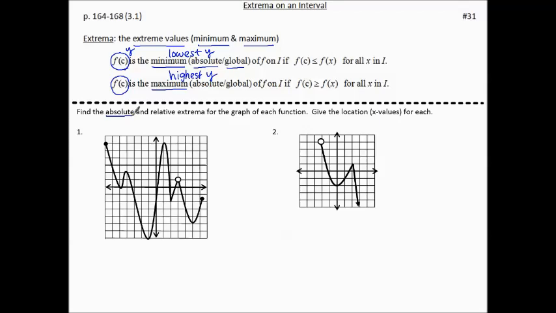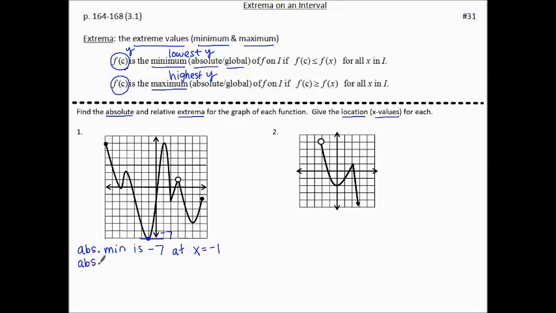Find the absolute extrema for the graph of each function. Give the location x values for each. So let's begin by looking for the absolute minimums. Looking down to the lowest point in the graph, that would be here, at 1, 2, 3, 4, 5, 6, 7, -7. So we can say the absolute minimum is -7. The location, that's the x value. We'll say that's located at x equals -1. We have to go to -1 to get down to the minimum of -7.